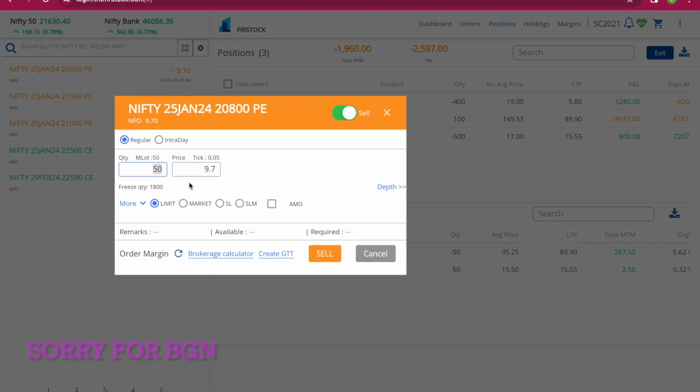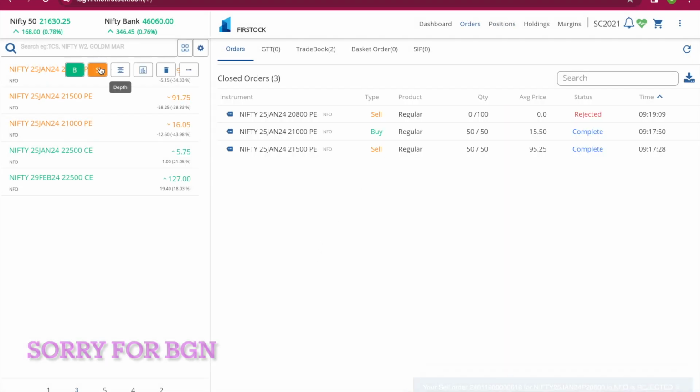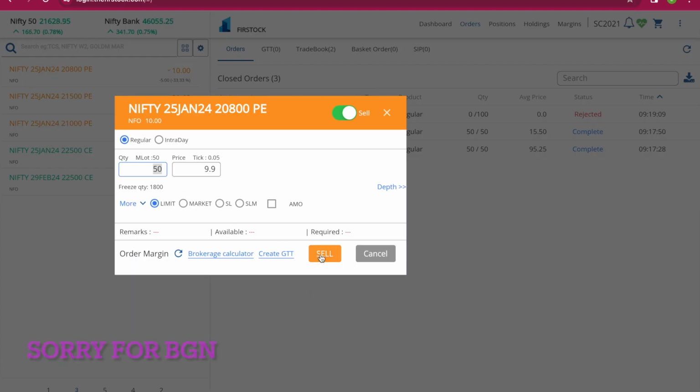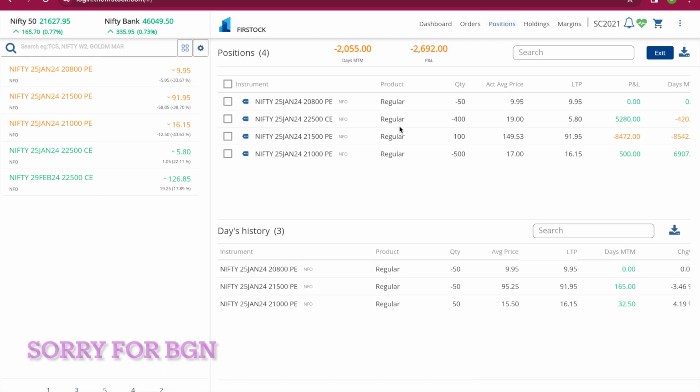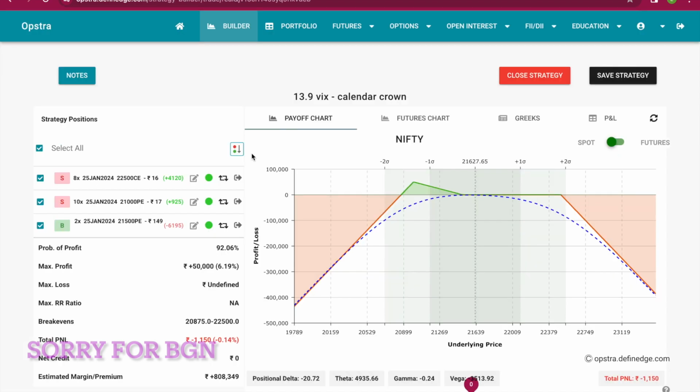We sell it off for 100 lot, and if I sell it, the order is getting rejected. But if I sell it, okay, 9.95 is what we got for 20,800 PE. The margins are good, decent. Okay, we can also start selling CE. This CE is of 5 rupees. Now what we can do is we can start selling this CE, or we can probably wait. We can wait.